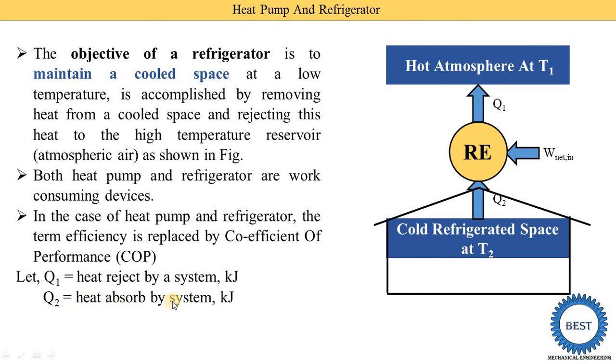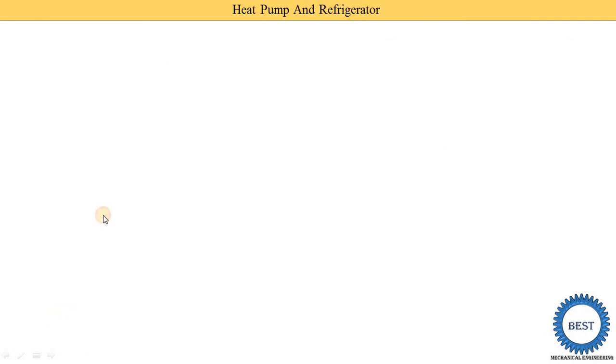Q2 is the heat absorbed by the system. So here you see the refrigerator absorbs the heat, means the arrow is coming inside the refrigerator or heat pump. Okay, unit is the same, that is kilojoule. Next is W net in, that is the net work input to the system in kilojoule, means we need to supply some work. Okay, so those are the 3 main parameters: Q1, Q2 and W net.